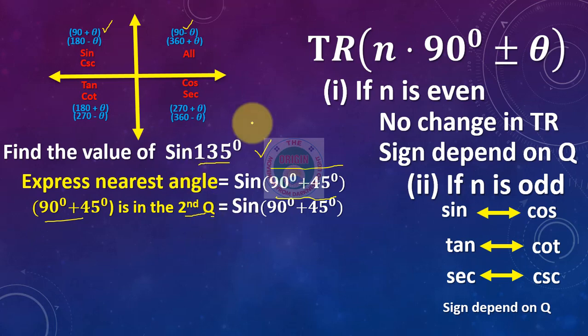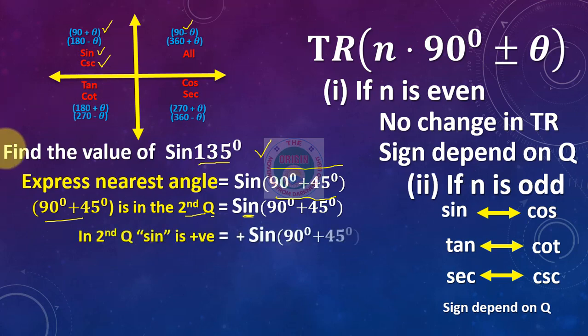In the second quadrant, what type of trigonometric ratios exist? In the second quadrant, sine and cosecant exist. That means sine is there in the problem, and in the quadrant also sine is there, so the same trigonometric ratio is retained. Next one. In the second quadrant, sine is positive, so we can take the positive sign.